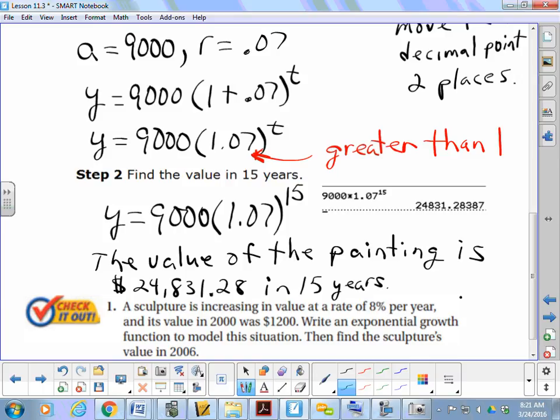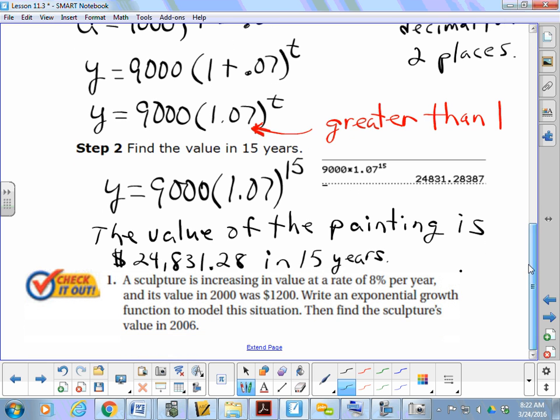Or you could say, in 15 years the value of the painting is. The way you word it doesn't matter as long as it's somewhat grammatically correct. And I say somewhat just because I'm not always grammatically correct.